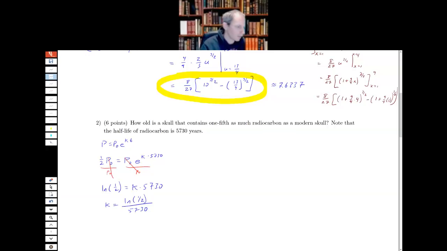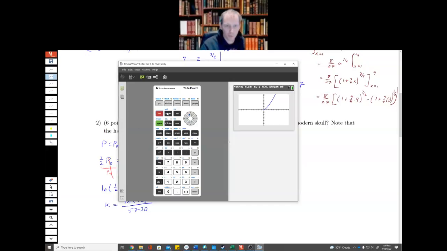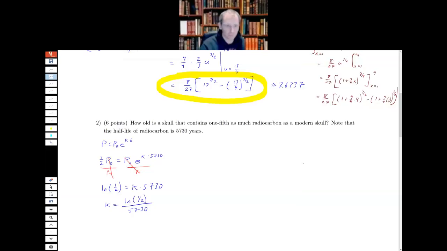If you want that as a decimal, you can write out ln of a half divided by 5,730. But I feel like the decimal is more work to write out than just writing out the exact value. So even if I'm going to use my calculator, I'm just going to use the exact value. When I'm doing my work for this problem, though, I'm just going to keep writing k. I know what k is, but this is kind of a pain to write as an exponent, and I don't want to get confused. All right, so let's go ahead and look at skulls now.